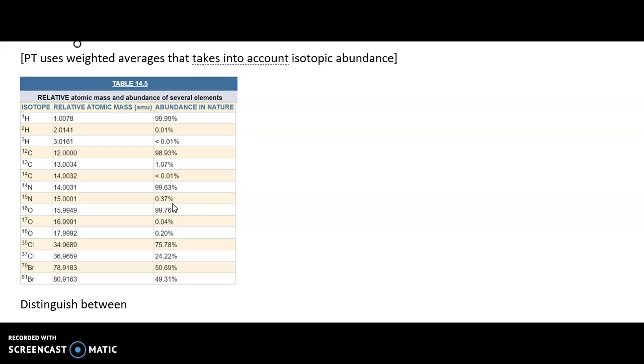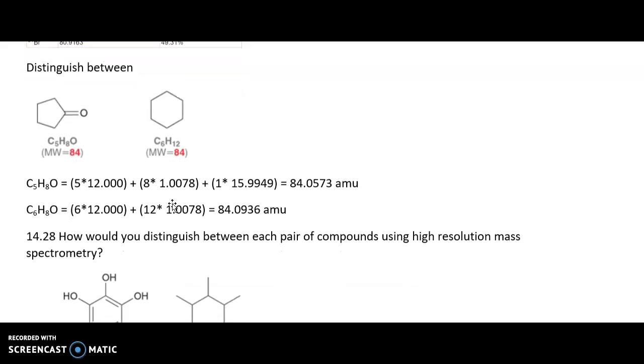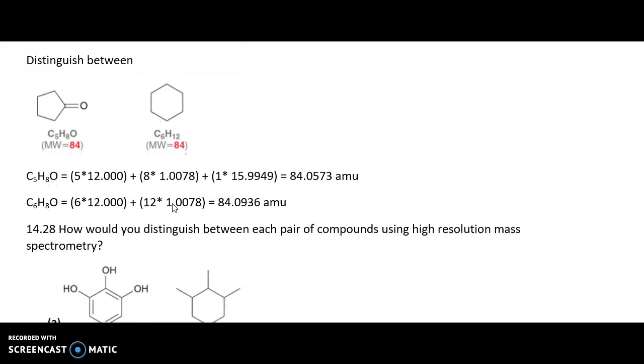And let's see which the other one we use a lot is, of course, hydrogen. 99.99% has 1.078. So we can use this kind of mass spec to distinguish between similar compounds. This compound is a C4H8 oxygen. It has a molar mass of 84. This hexane has also a molar mass of 84. But if we go out to 4 digits, we get a different number.